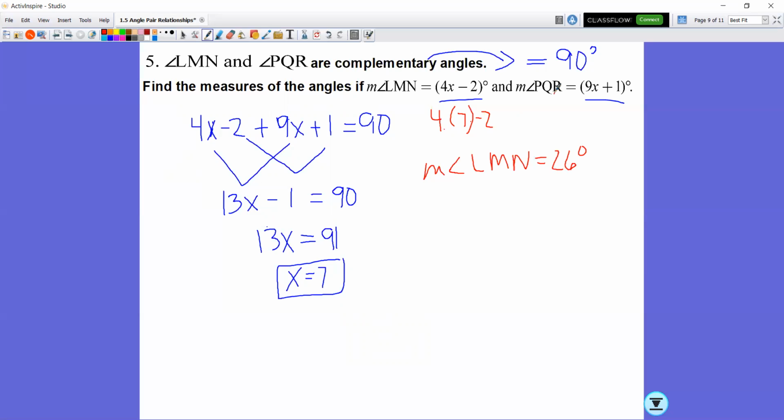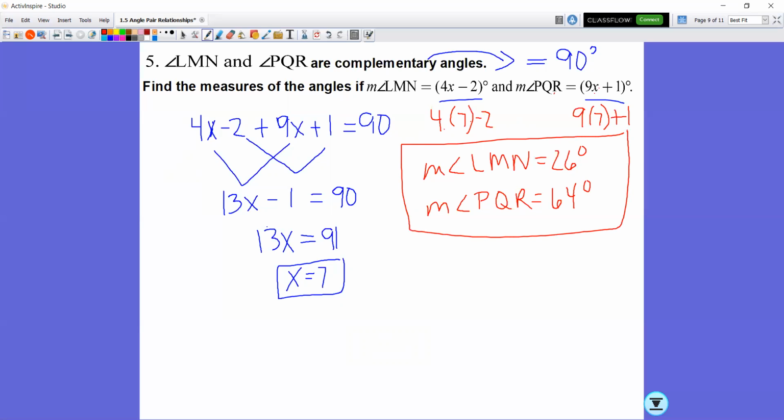All right, so now I need the measure of angle PQR. You can either at this point take 90 minus 26, or you can plug it into this expression, right? 9 times 7, that's 63, plus 1 gives me 64. And 26 plus 64 is in fact 90, so we are amazing. Okie dokie. Anybody need another second till I go to the next example?